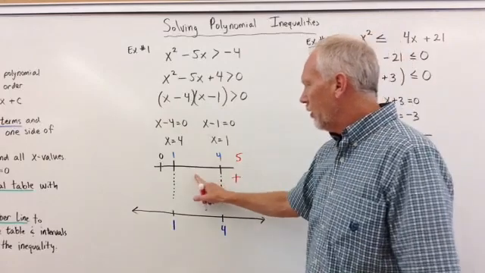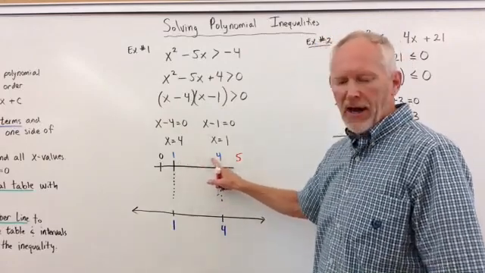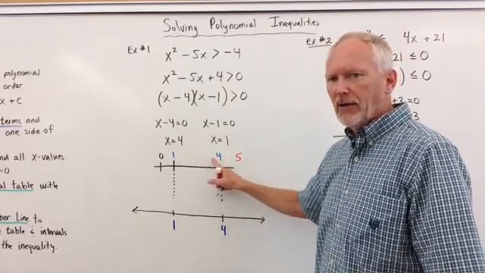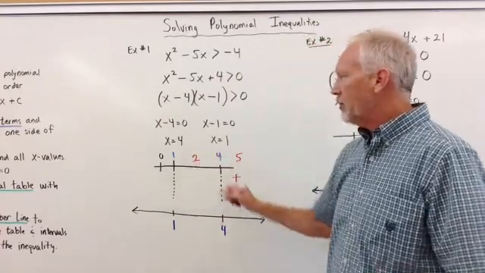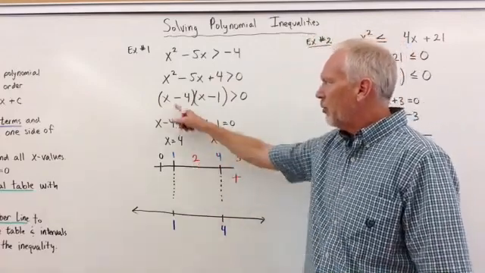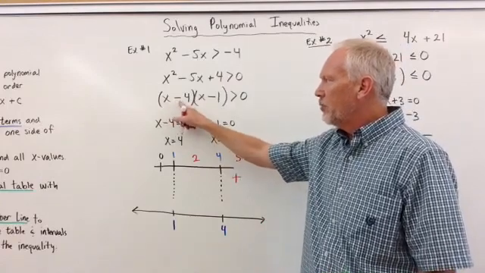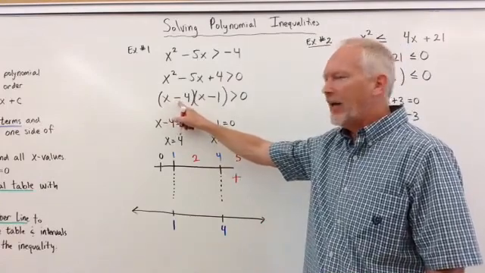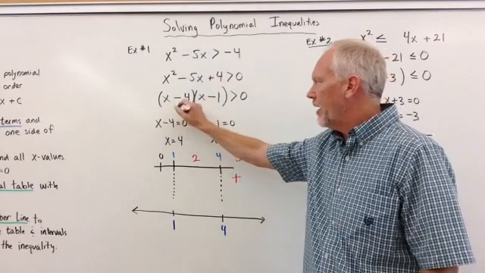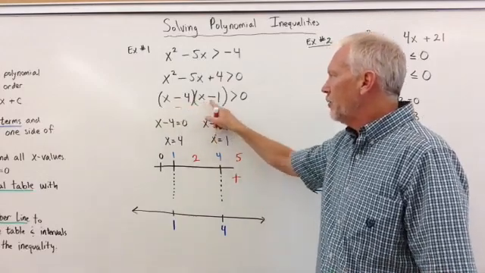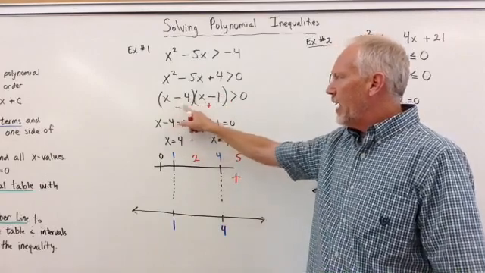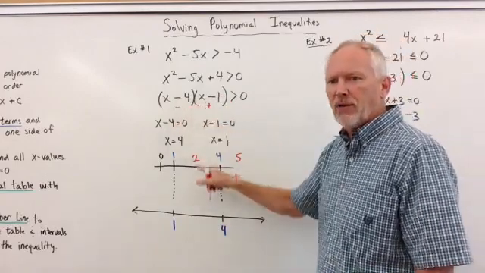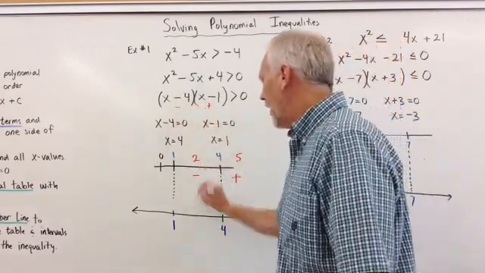Now, we go to the middle. What is between 1 and 4? So we look at between 1 and 4. A test value might be 2. Well, if I plug 2 in, 2 minus 4 is going to be a negative number. And 2 minus 1 is going to be a positive. So that's when we have a negative times a positive, I get a negative value.